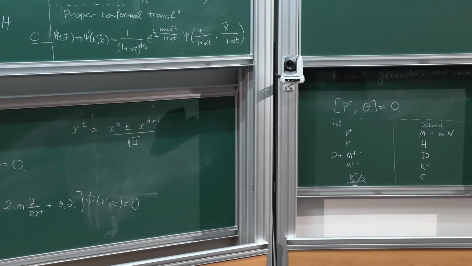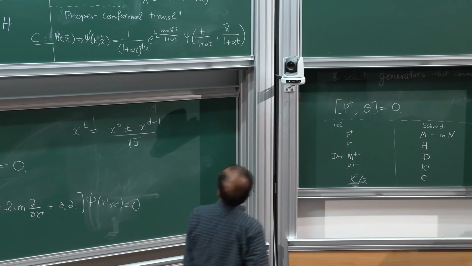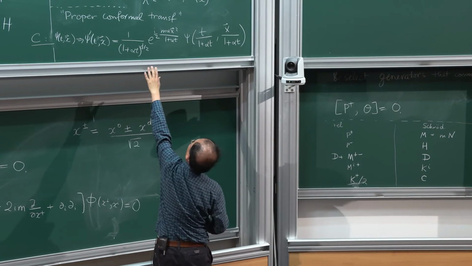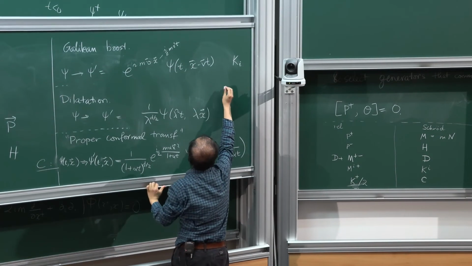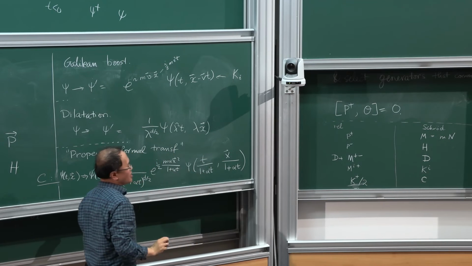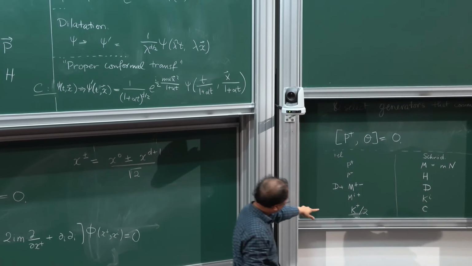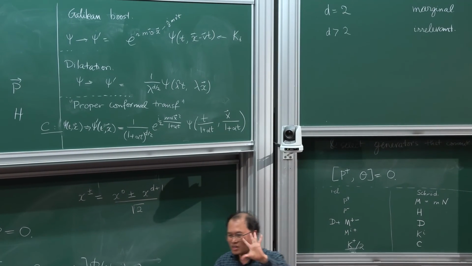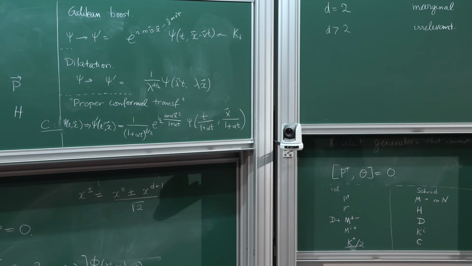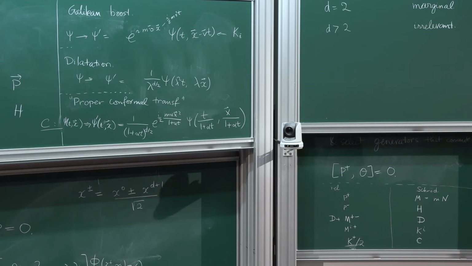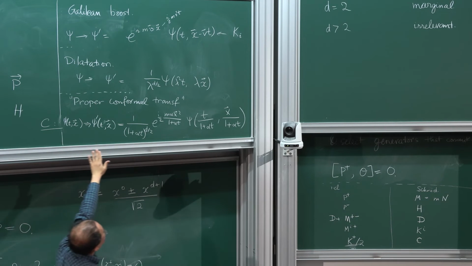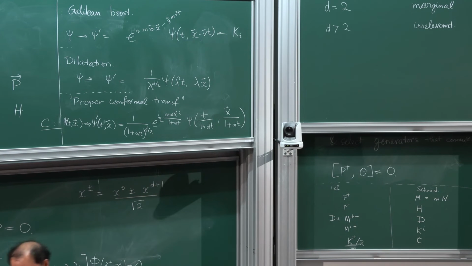I'm sorry, what is K_i? K_i is the Galilean boost. Yeah, this one. Sorry for the confusion in the notation. This is not the proper conformal transformation. This is a Galilean boost. Galilean boost very naturally comes from the Lorentz boost. It's some kind of Lorentz rotation, but along one direction that is null and the other that is spatial. Now you can actually get this formula from a more regular route.